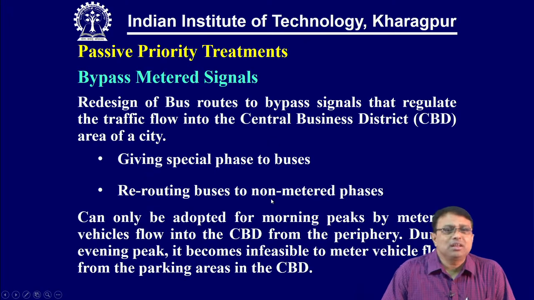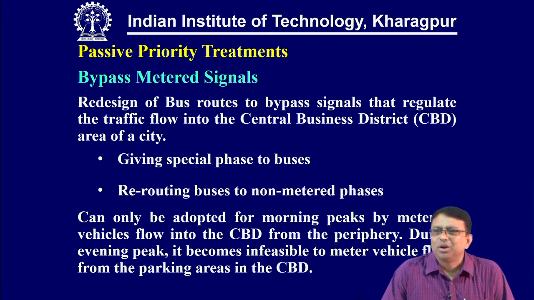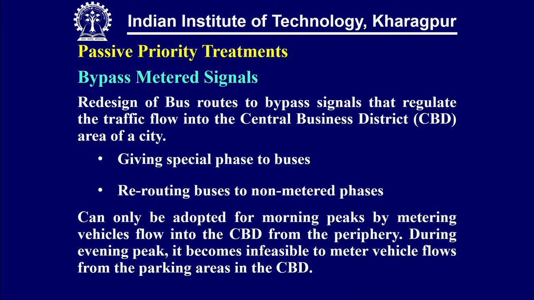Bypass metered signals is another way of providing passive priority. In the morning peak, what happens? All the movements are towards the CBD, right? So, when you are entering the CBD, you do some kind of metering. What is metering? Maybe you have a signal and you know only at a certain rate will you allow the vehicles to cross this curtain line or screen line, whatever the context.